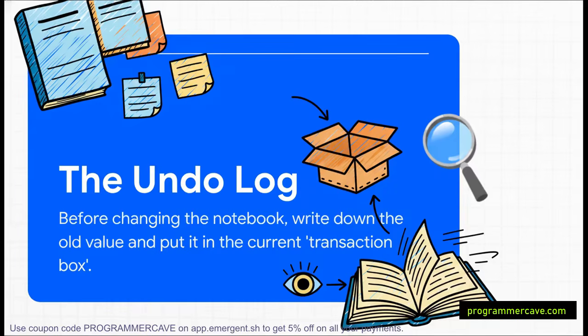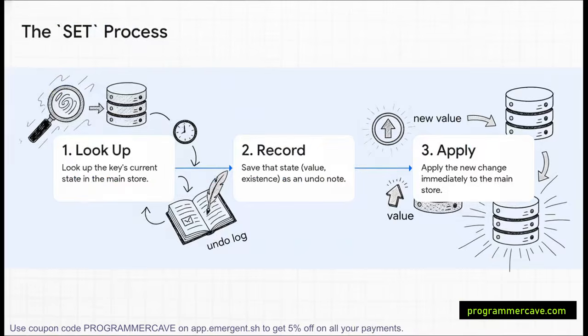And what's really crucial is that the main notebook gets updated immediately. That's what keeps our read operations so blazing fast. So this three-step process is the engine that drives our whole system. When we set a value inside a transaction, first, we look up what the old value is. Second, we record that old state in our undo log. And only then, third, do we apply the new value to the main store. We literally save the past before we create the future.